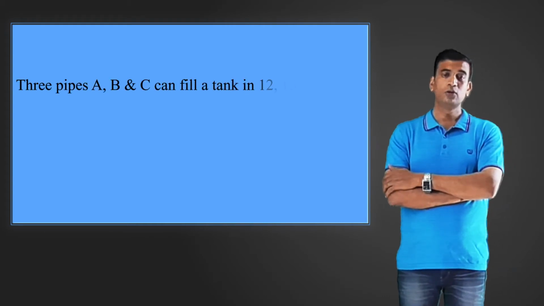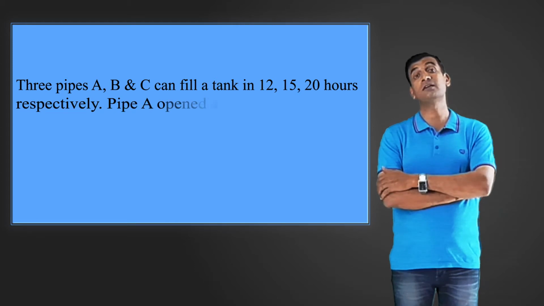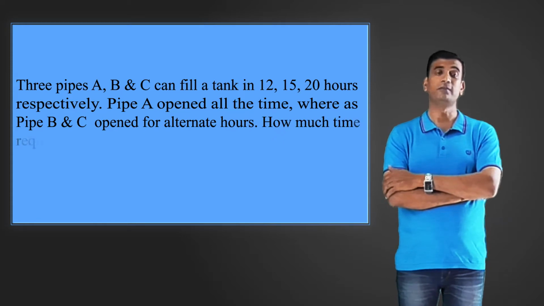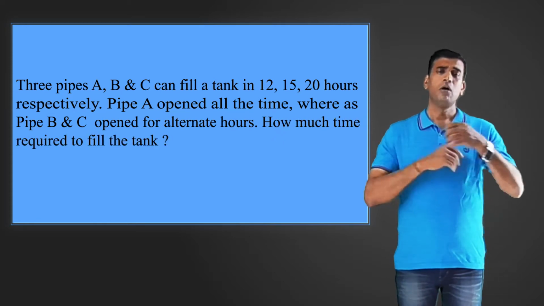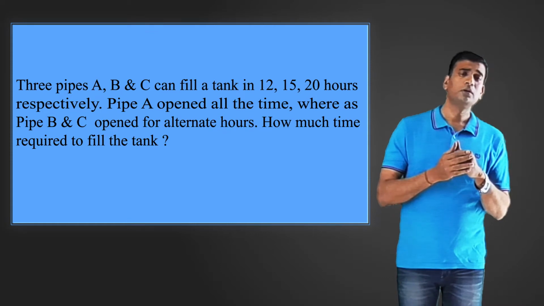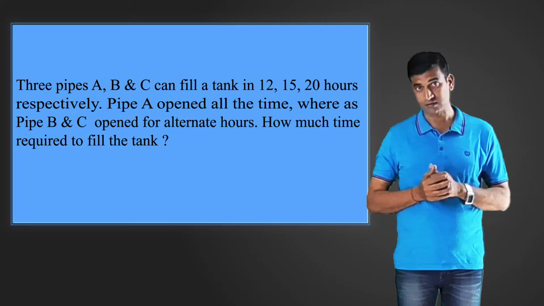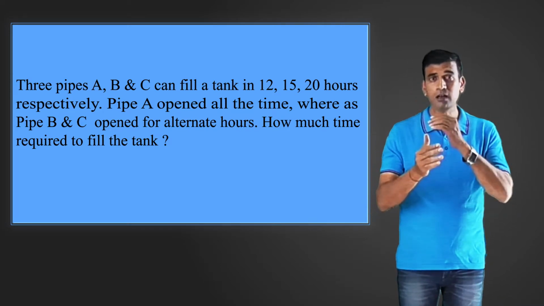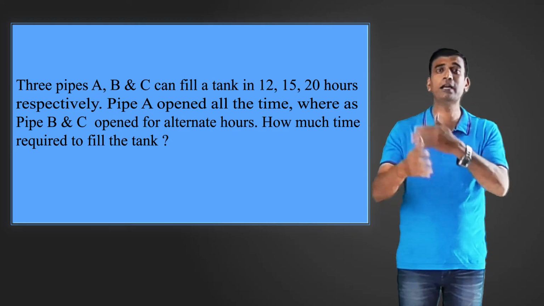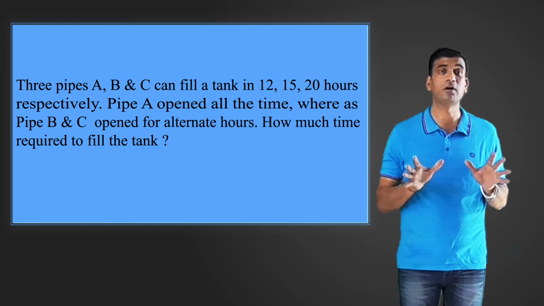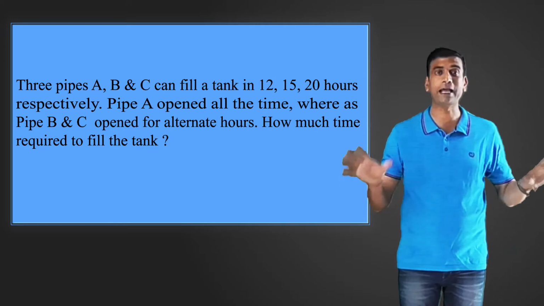Okay, let us try the third one. There are 3 pipes A, B and C, which can fill the cistern in 12 hours, 15 hours and 20 hours respectively. Now, A is open all the time, whereas B and C you can open on alternate hours. Now the question is, how much time is required to fill the tank?